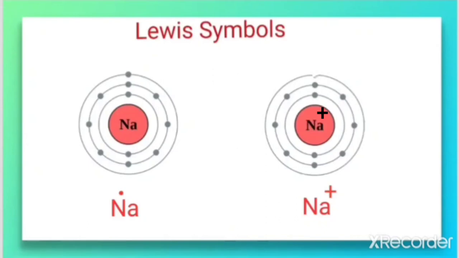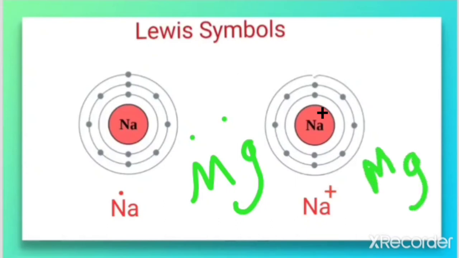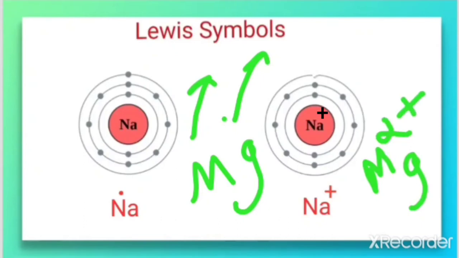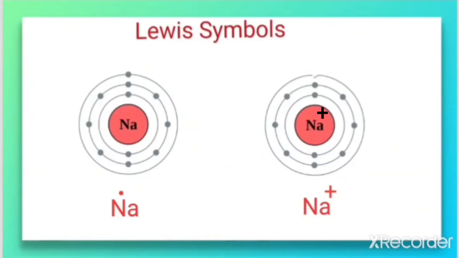Similarly, in the case of magnesium, which has 2 valence electrons, we will keep 2 dots. But the magnesium ion is formed due to the loss of these 2 electrons. So when we write the Lewis symbol for the magnesium ion, we will not keep any dot here, but we will keep the 2 positive sign. So that is the representation of Lewis symbols.